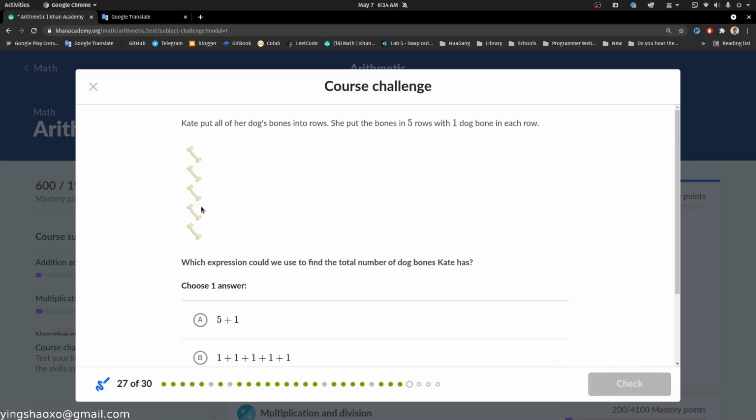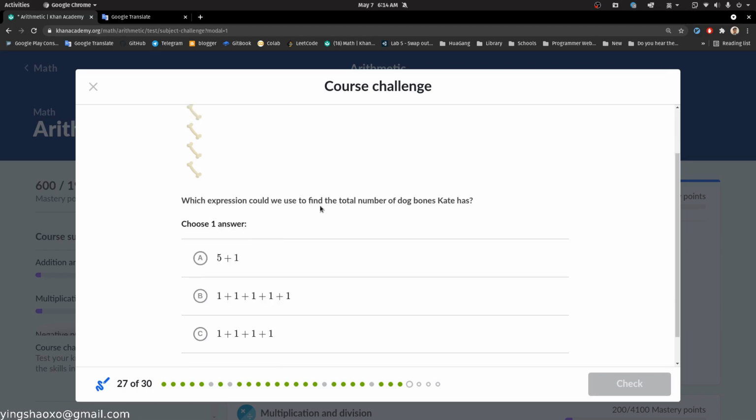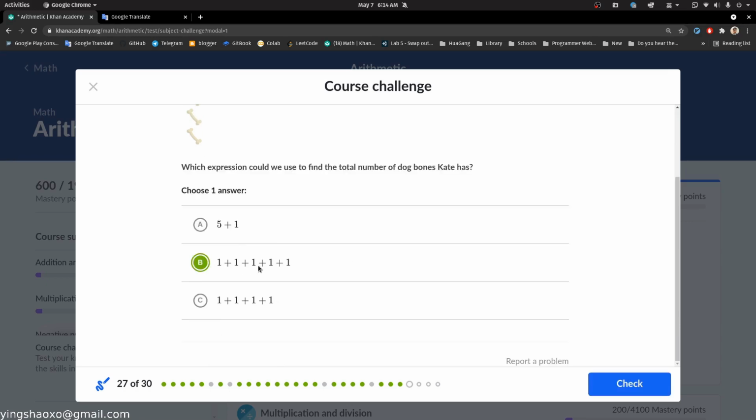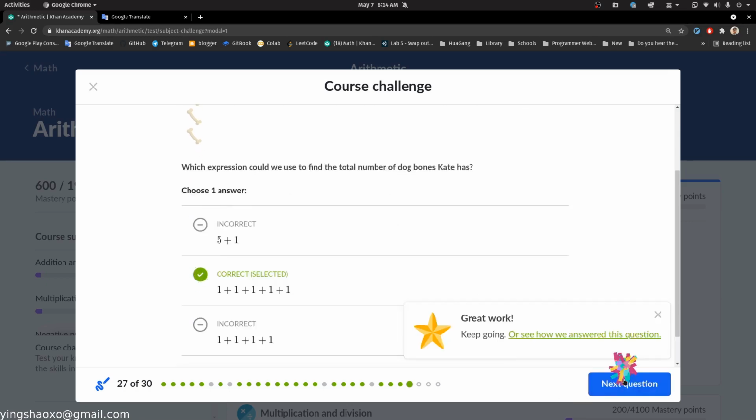Cat put all of her dog bones into rows. We got 1, 2, 3, 4, 5 rows. She put the bones in 5 rows with 1 dog bone in each row. Which expression could we use to find the total number of dog bones Cat has? We got 5 times 1, and that's right.